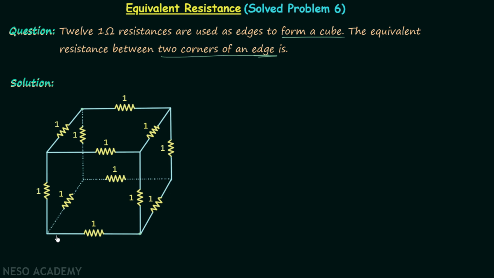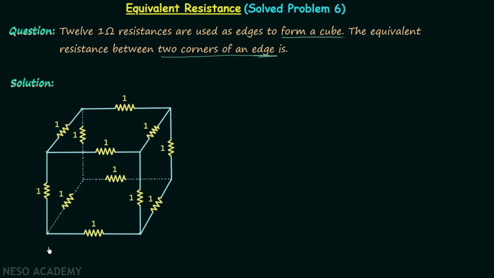For example, this is one edge and these are the two corners of this edge. So we are required to calculate the equivalent resistance between these corners or vertices. You can take any other edge as well, for example this edge. Then you need to calculate the equivalent resistance between this corner and this corner. Whatever the edge you choose, you are going to get the same answer.